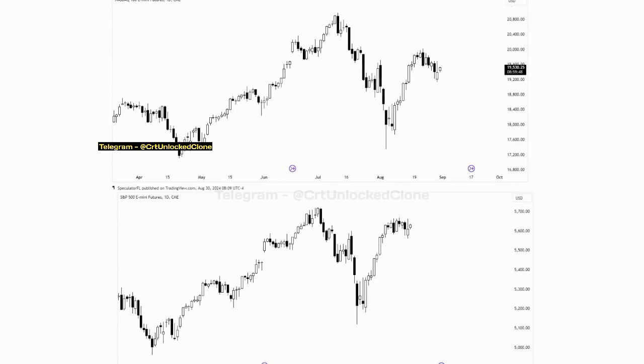Right here on the top, you can see the NQ chart, and on the bottom we've got the ES chart, right? We know that both of them are correlated assets and move in symmetry. So our objective right here is going to be to find high probability SMT divergence at key times and key levels, right? And we're going to use the filters that I discussed with you earlier.